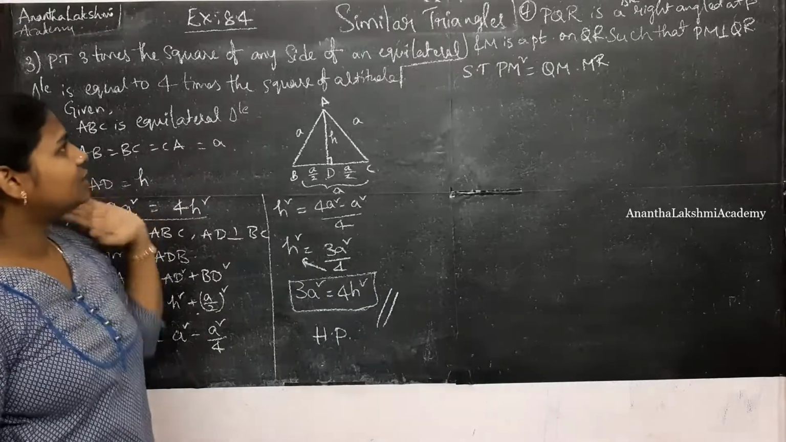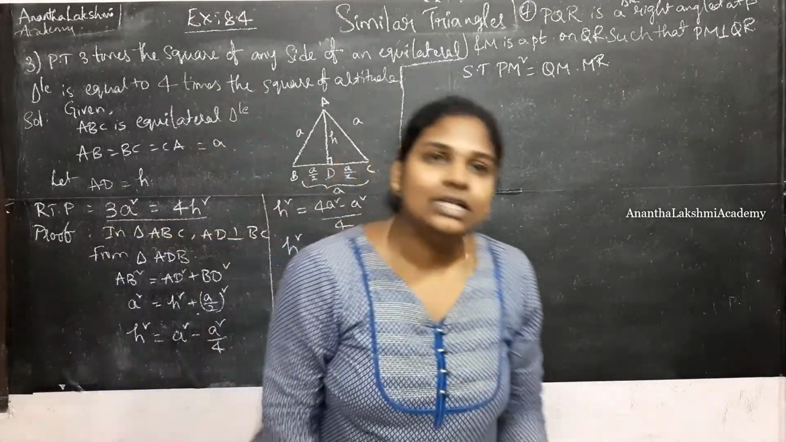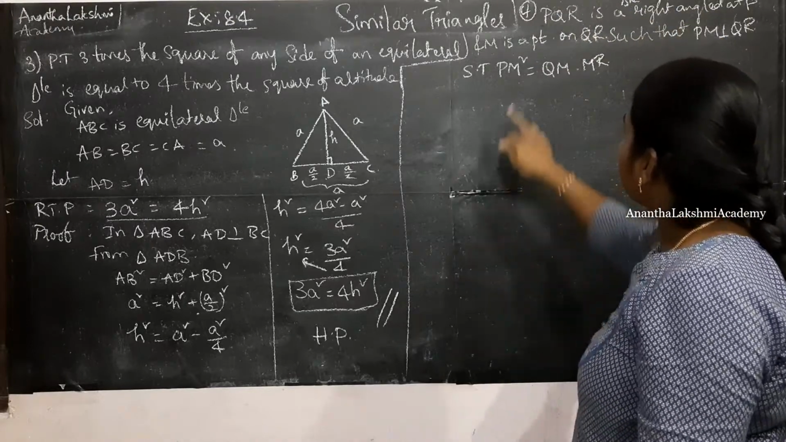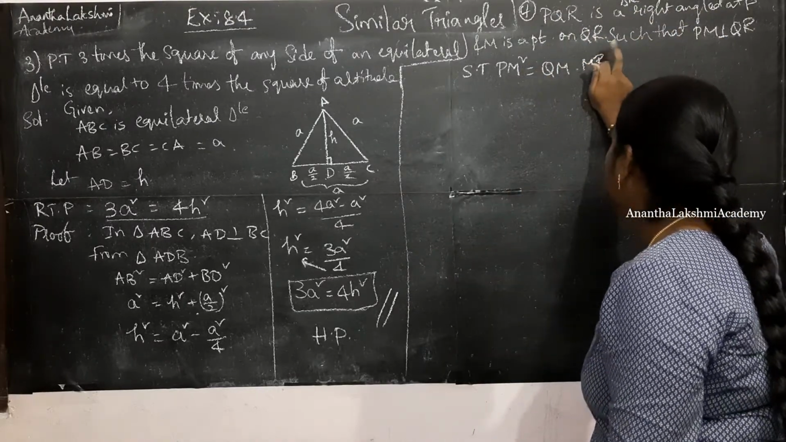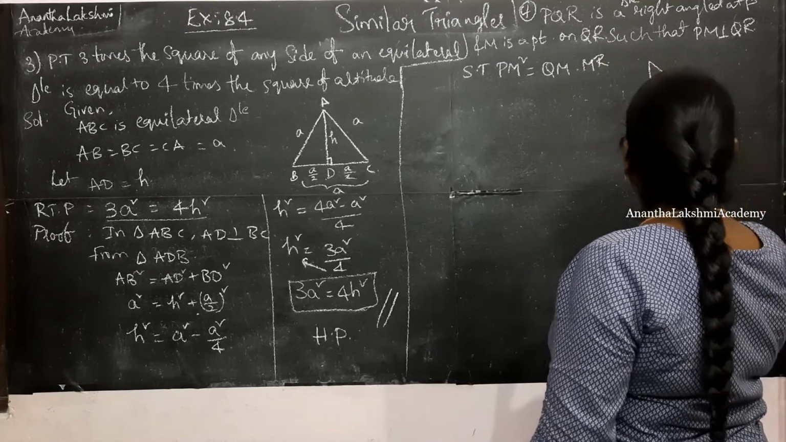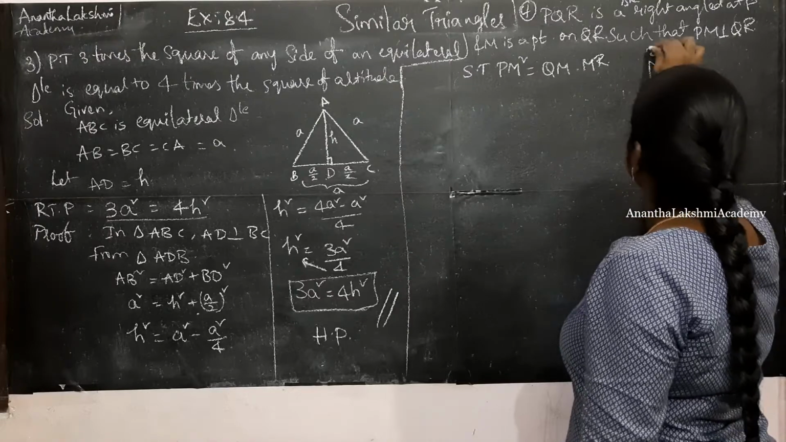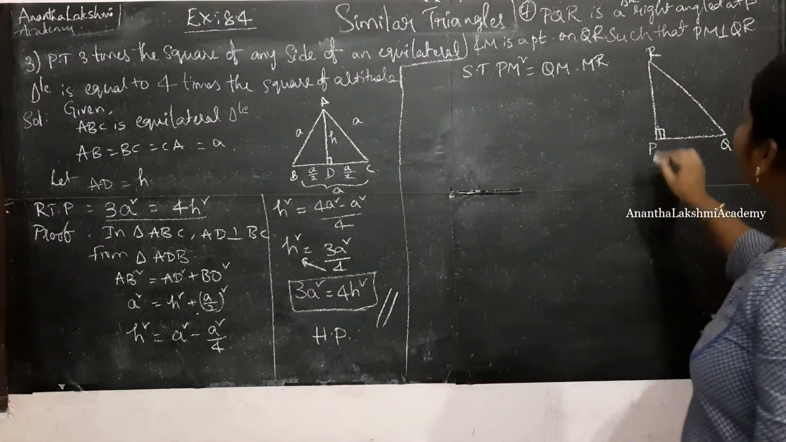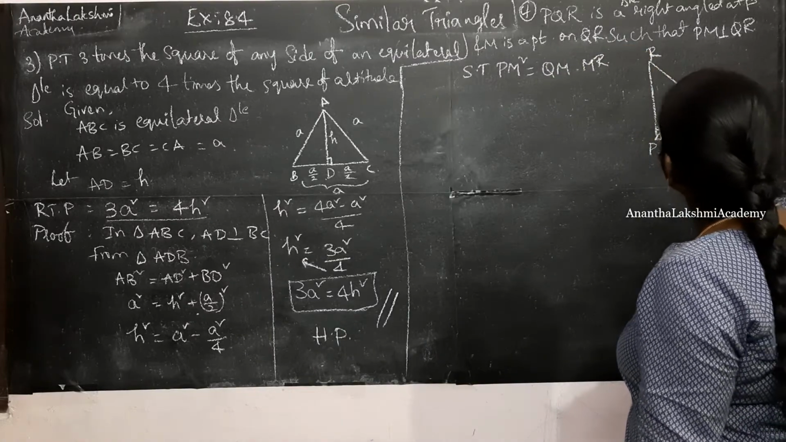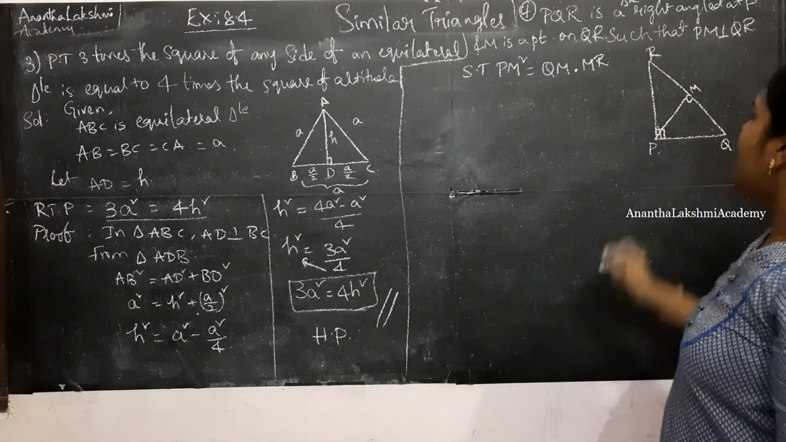Alright, this is about the third problem. We already have the fourth problem listed on the board. So let's take a look at it. Given that PQR is a triangle right angled at P and M is a point on QR such that PM is perpendicular to QR. Show that PM square is equal to QM into MR.